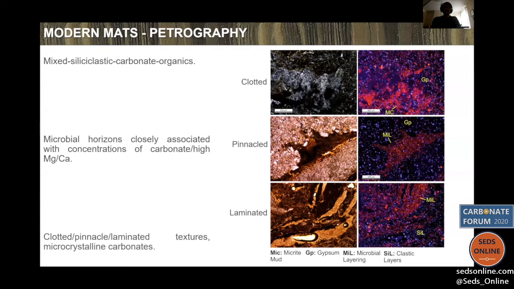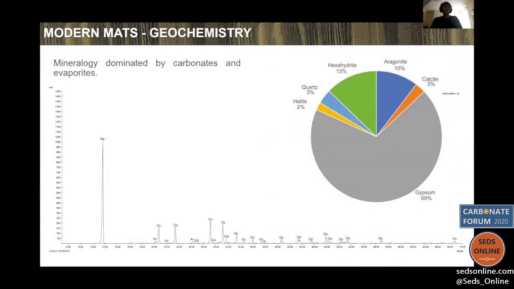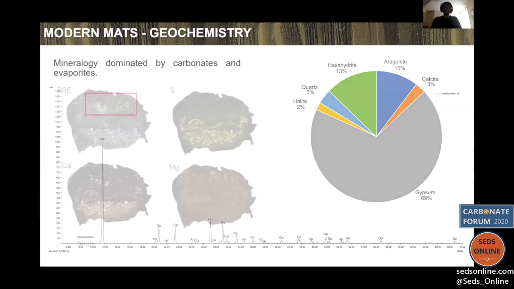And as I say, these are the main kinds of textures we see just within one lake. So there's quite a variety of processes leading to the formation of these. From a more geochemical perspective, they're dominated by carbonates and evaporites, obviously. We have gypsum as the predominant evaporitic phase. Hexahydrite is a magnesium sulfate, as this lake has quite a high concentration of Mg2+. And then aragonite tends to be the predominant carbonate mineral alongside calcite.